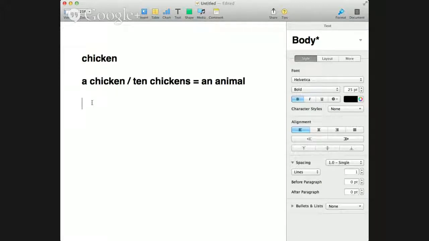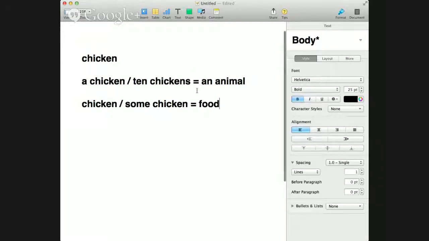However, if we have chicken without a, simply chicken, or for example, some chicken, we're talking about the food. We're talking about the part that you eat. So we might say, for example, oh, there are 10 chickens in the farmyard. We're using the countable form of the noun. Or we might say, would you like some chicken for dinner tonight? Then we're using the uncountable. So is everybody clear what I mean when we're talking about the two different meanings?